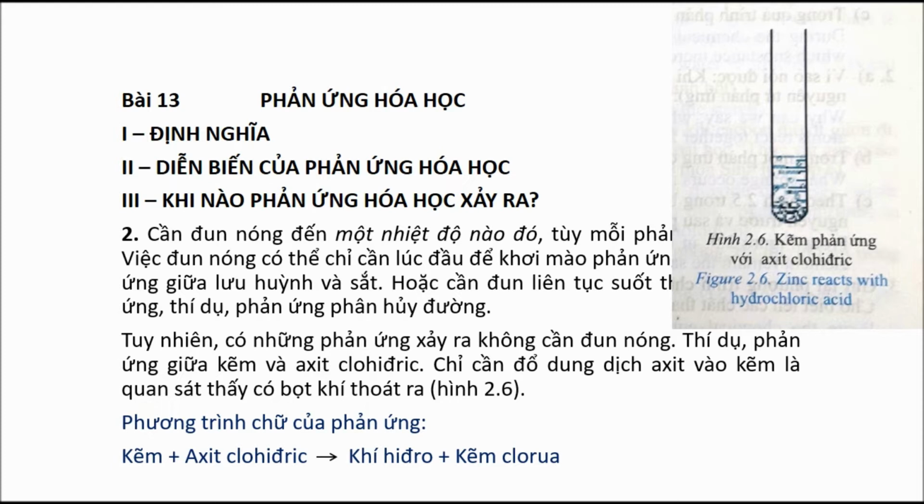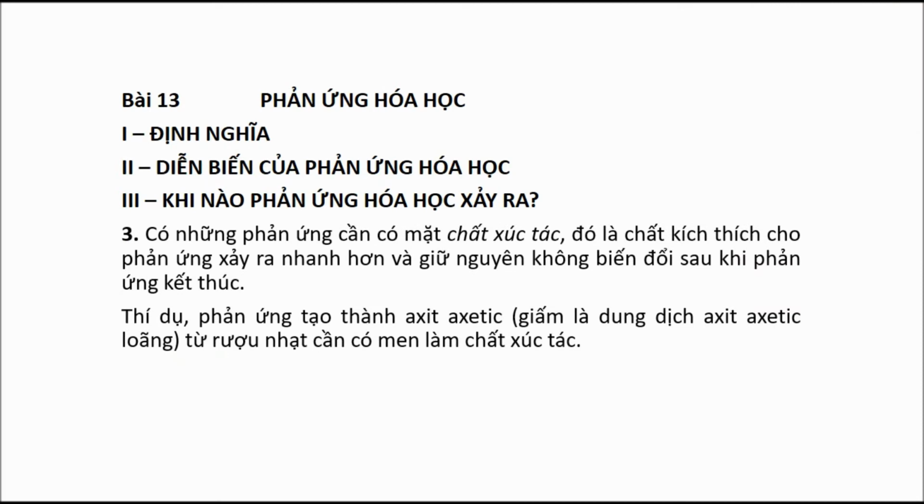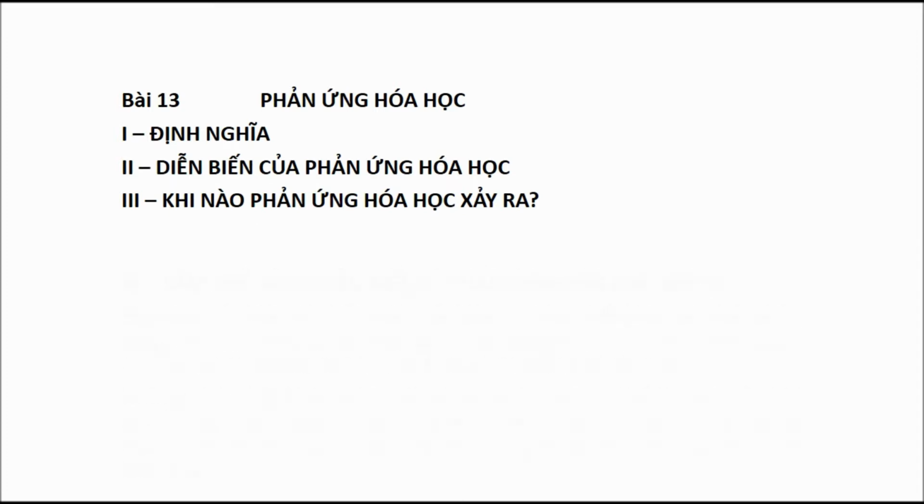The chemical equation in words is: zinc reacts with hydrochloric acid to form hydrogen and zinc chloride. 3. There are reactions that need the presence of a catalyst. It is the substance that promotes the chemical reaction to occur faster and remains unchanged after the reaction. For example, the reaction producing acetic acid. Vinegar is a dilute acetic acid solution made using yeast as a catalyst.